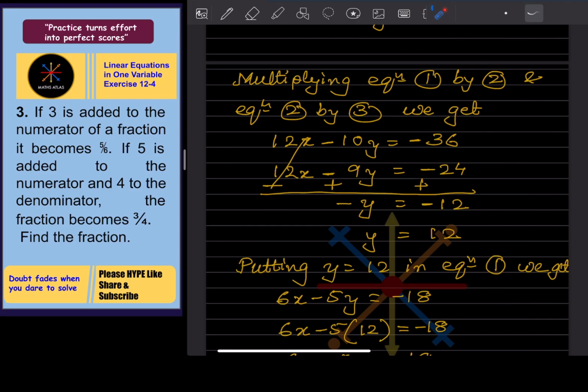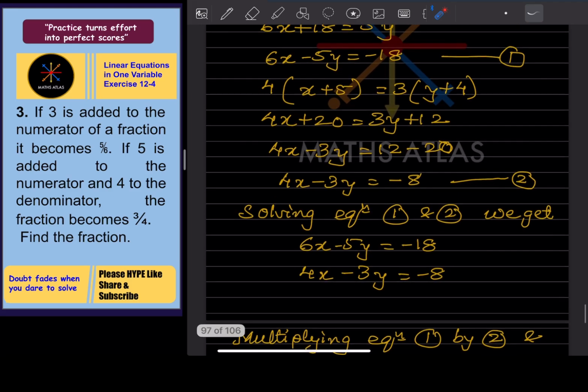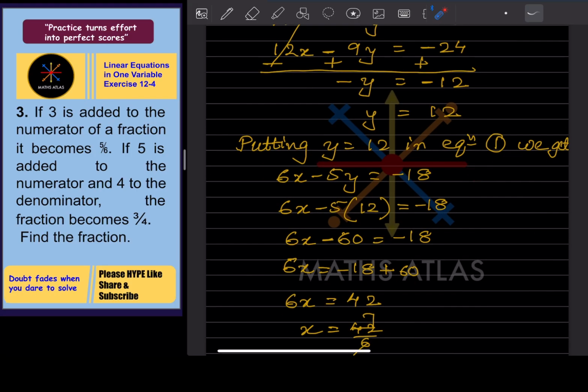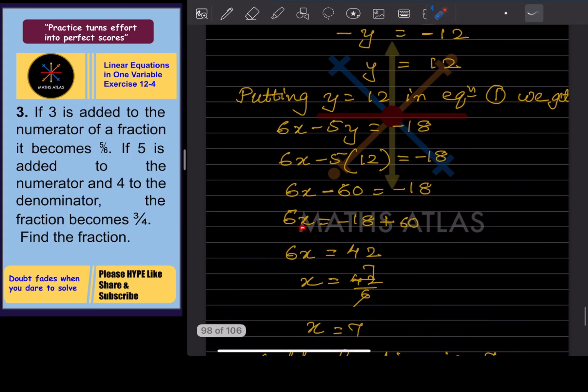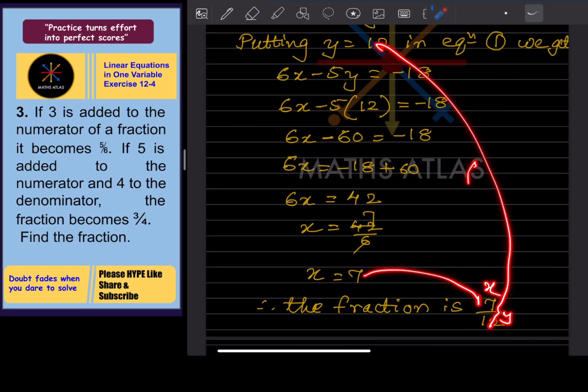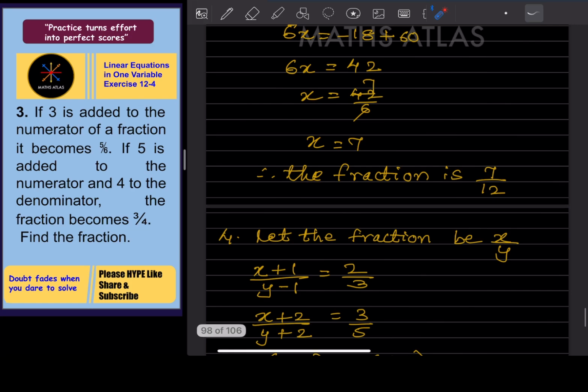Putting y is equal to 12 in the equation number 1, which is here. So the same equation is written here. In place of y, we are going to put 12, rest all the same. So 6x minus 60 is minus 18. So 6x is going to be minus 18, this will go on the other side, plus 60. So 6x will be 42. So x is going to be 7. So the fraction is x by y. So x is 7 and y is given as 12. So that fraction is 7 by 12.